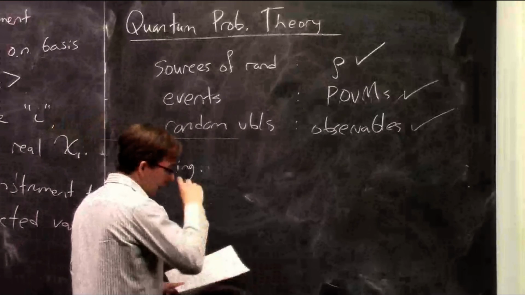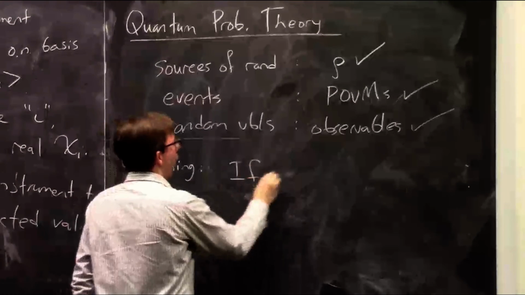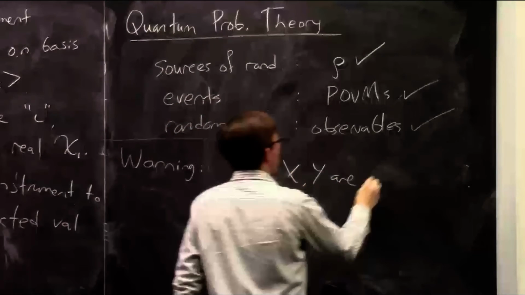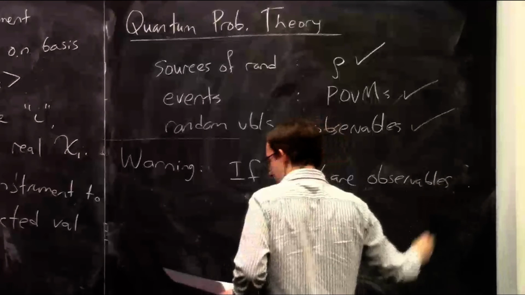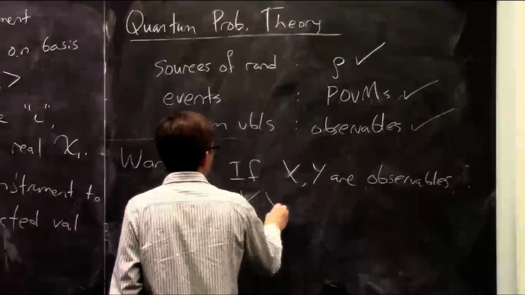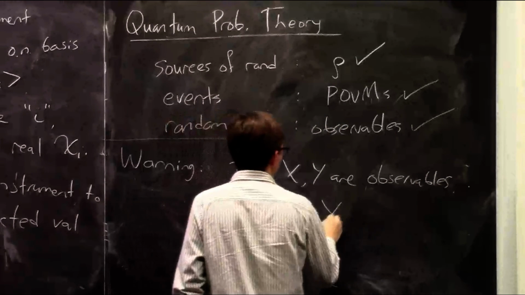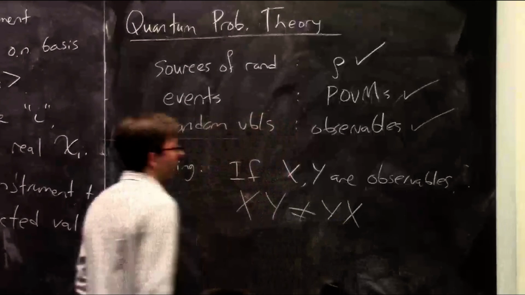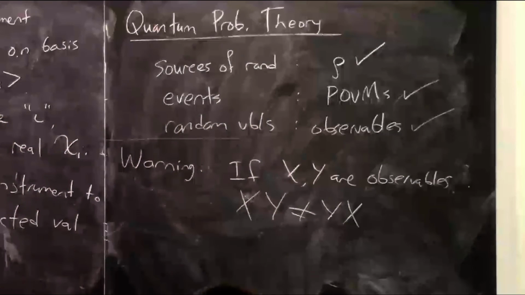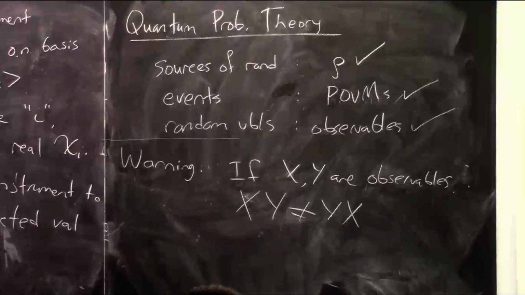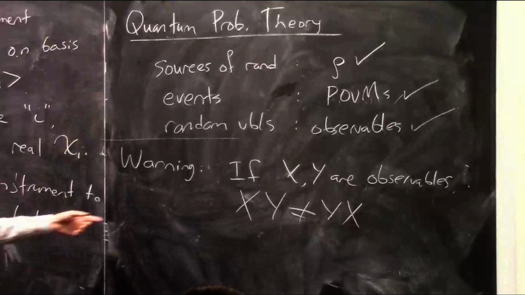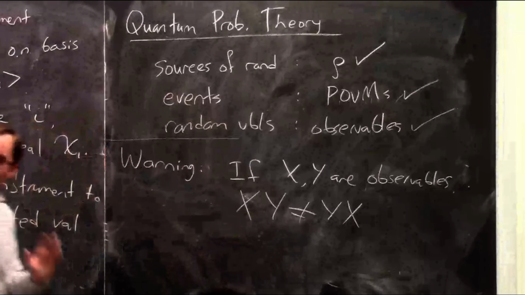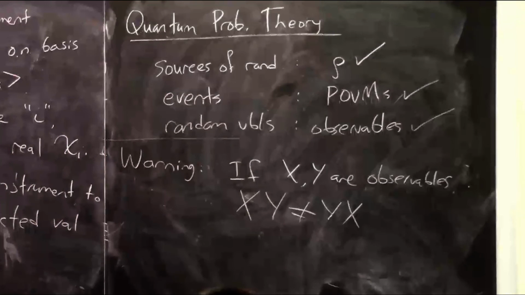One difference between this and classical probability is that if X and Y are observables, i.e. Hermitian matrices, well, of course, they're matrices. So XY is not necessarily the same thing as YX. And because of this, the mathematicians sometimes call this whole field non-commutative probability theory, because your random variables don't commute. So if you ever see that phrase, it's basically the same thing.